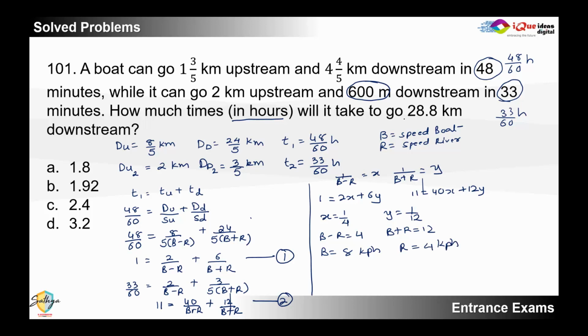So to go 28.8 kilometers downstream, the time taken is the distance downstream upon the speed downstream. The distance is 28.8. The speed downstream is boat plus river, which is 12, and this works out to 2.4 hours. So effectively, the time taken to go 28.8 kilometers downstream is option C, which is 2.4 hours. Be very careful in considering the values of all the given data and their units in particular.